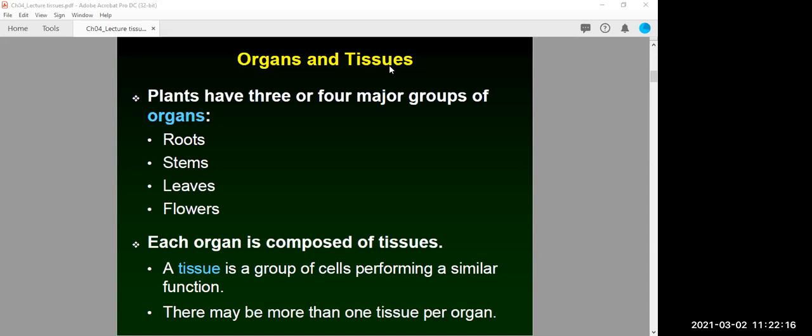So like when we talk about our xylem, the xylem is a group of cells that is for water transport, and it's going to be made up of the vessel elements, and it may also have fibers with it as well. So you could have more than one type of cell for each tissue, more than one tissue per organ.